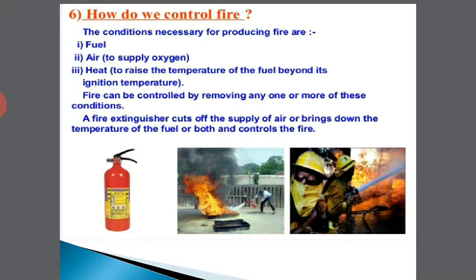We can remove the fuel, we can cut the supply of air, we can reduce the temperature. A fire extinguisher cuts off the supply of air or brings down the temperature of the fuel or both, and controls the fire easily. Got it?